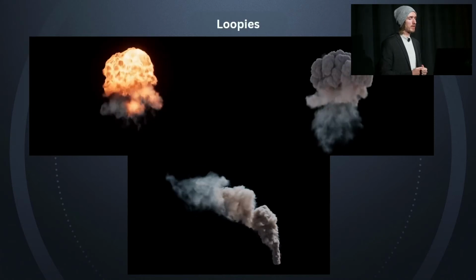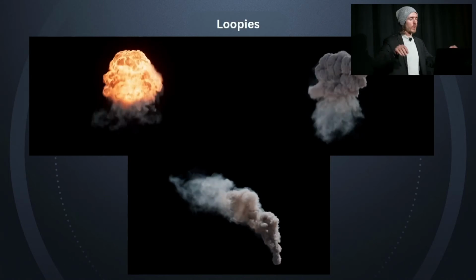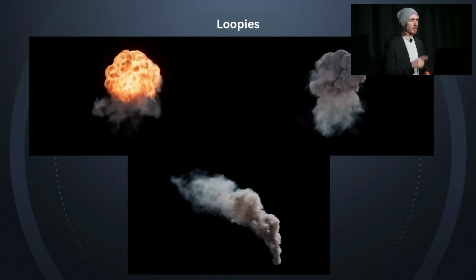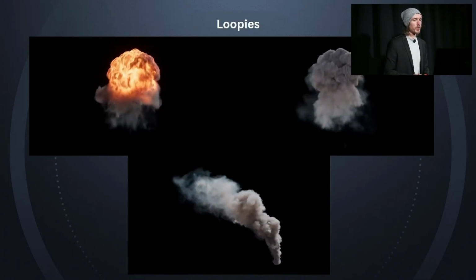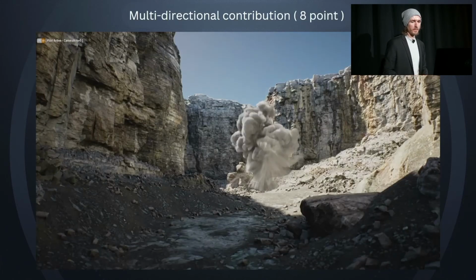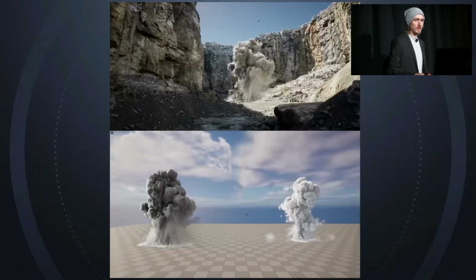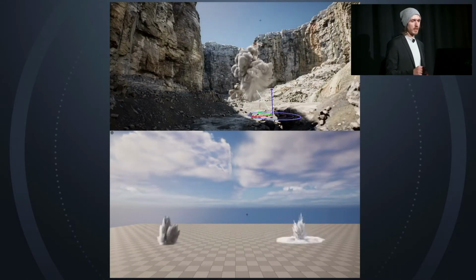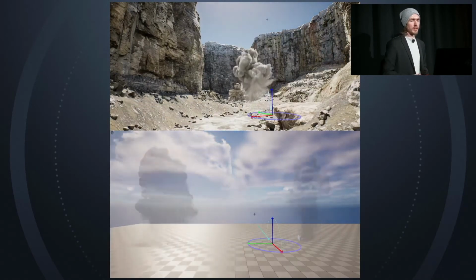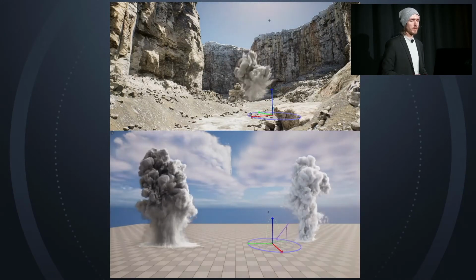This is just one element, by the way. If you're doing an explosion, you would want other elements like sparks and some shockwaves and maybe some more smoke coming up, but this could be your core explosion element, and it will give you a lot of flexibility. Just another example of one of the explosions in Unreal Engine using an 8-point multi-directional contribution. And that's how it looks when you rotate the light. It looks very volumetric, it looks pretty decent.